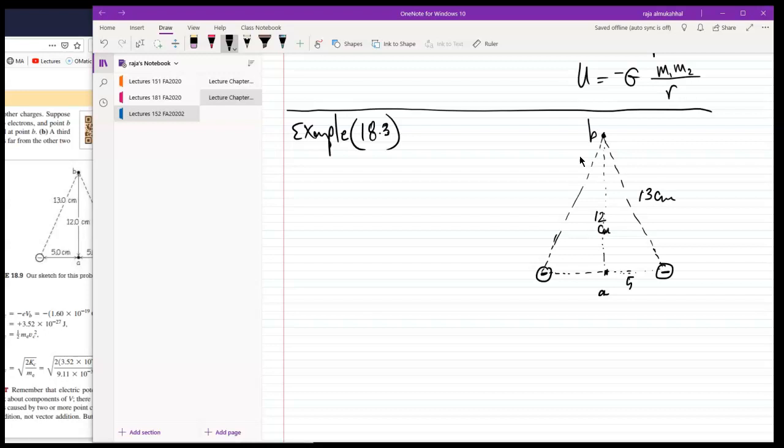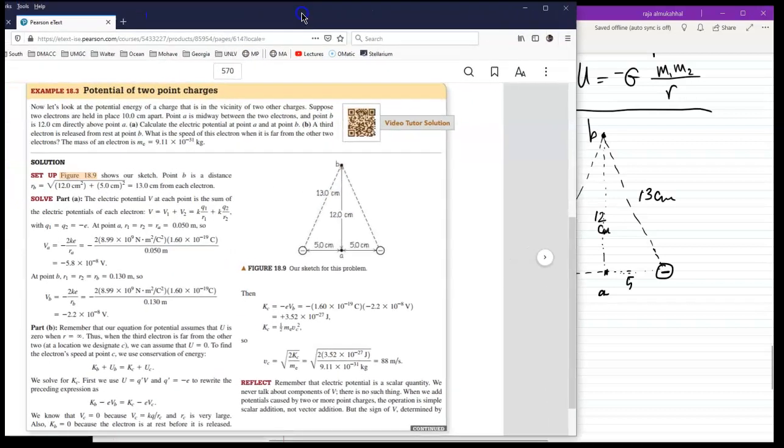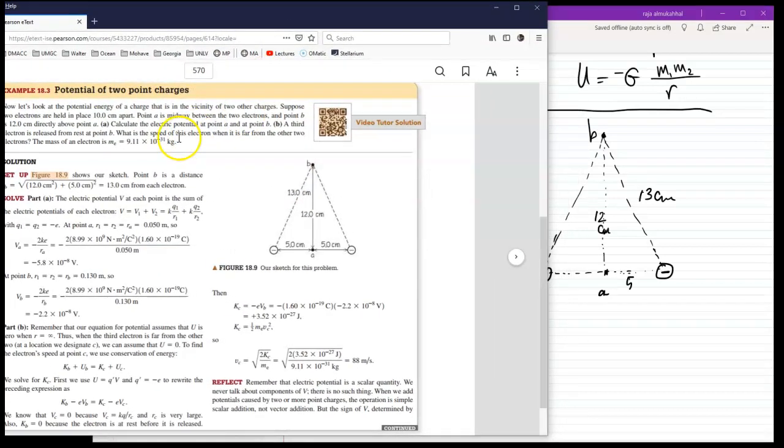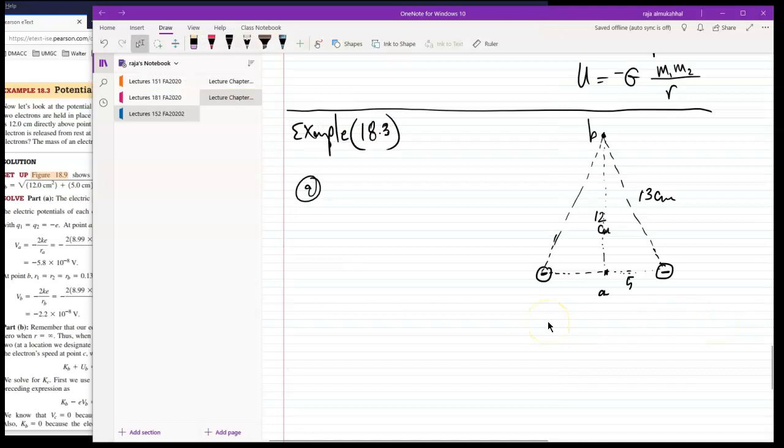All right, so part A, let's read it again. Calculate the electric potential at point A and point B. He wants the V, so let's say V at point A. Remember, point A is right here. What is the charge on this electron? It's the fundamental charge e. And this one is also the fundamental charge e. Let's recall that V is equal to kq over r.